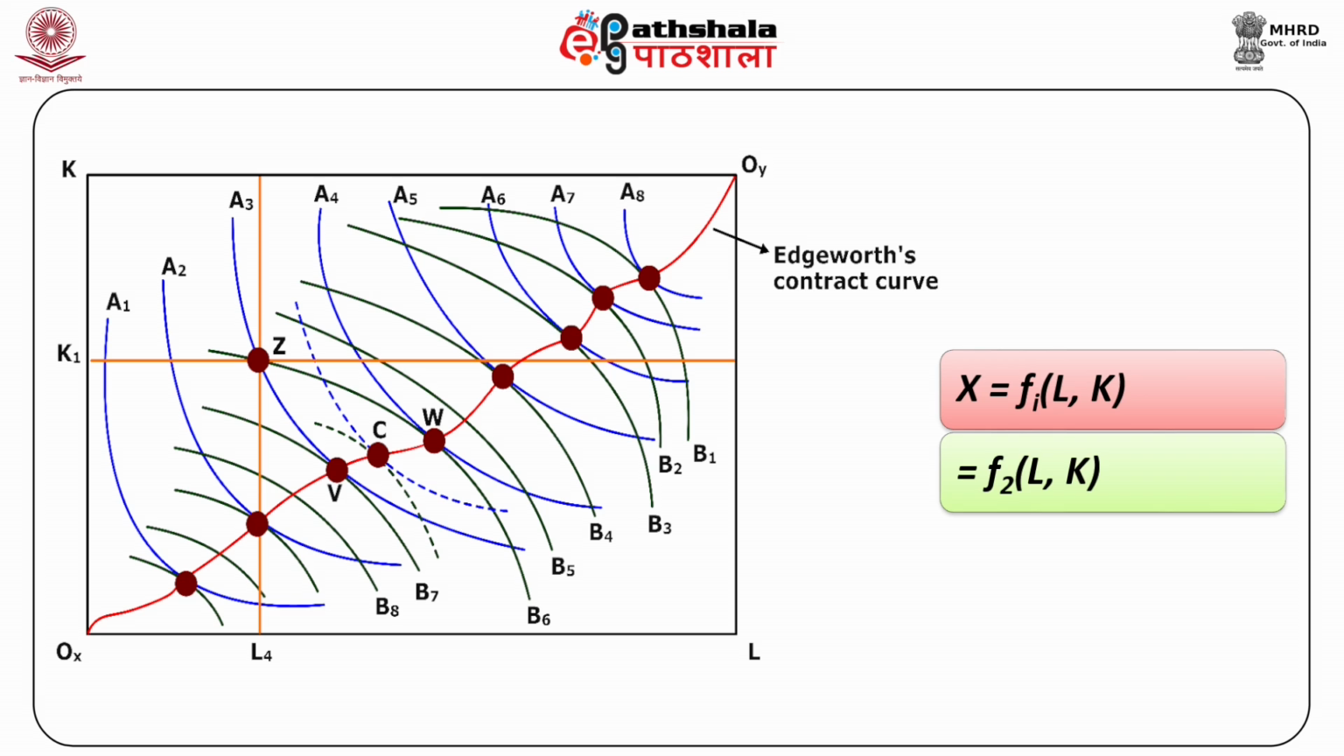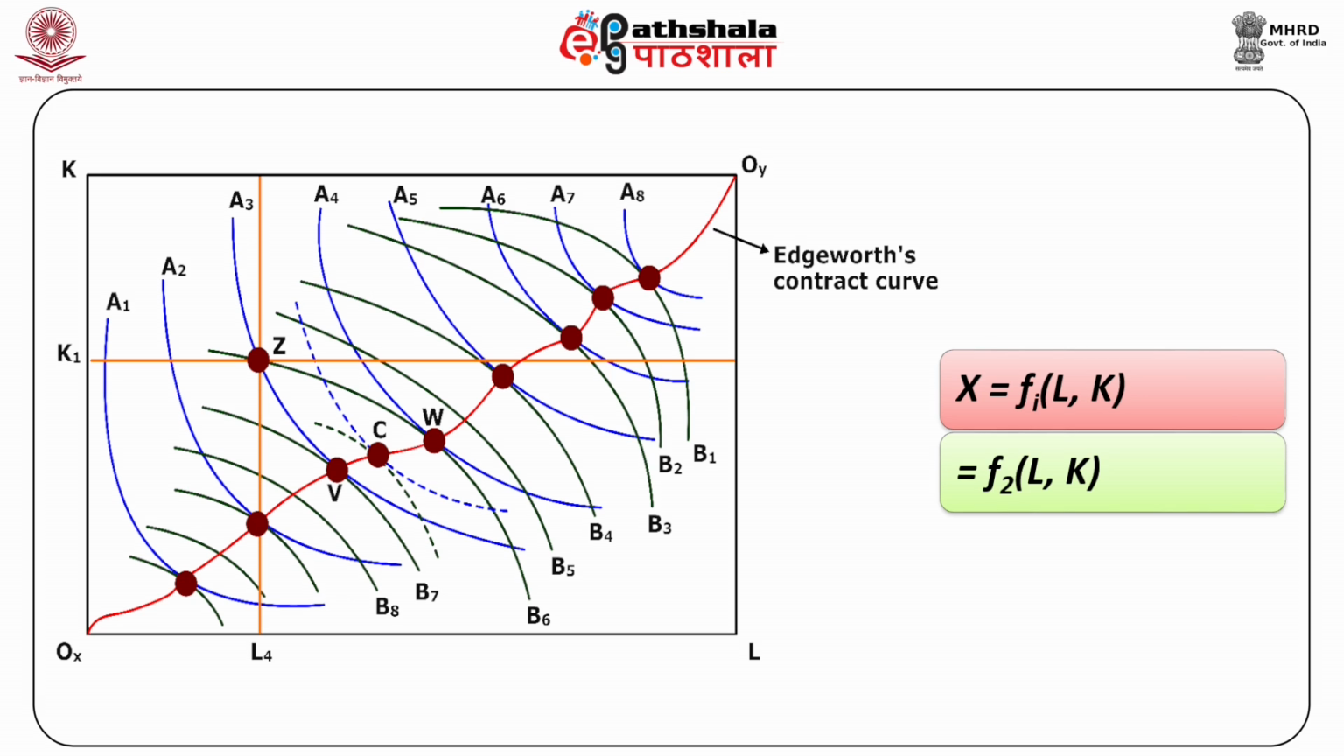What are we noticing? We said that we want to answer two questions. How does optimization take place? As we have shown, optimization takes place when the two isoquants are tangential to each other. And we have three examples for this at V, at C and at W. Similarly, we have got other pairings.